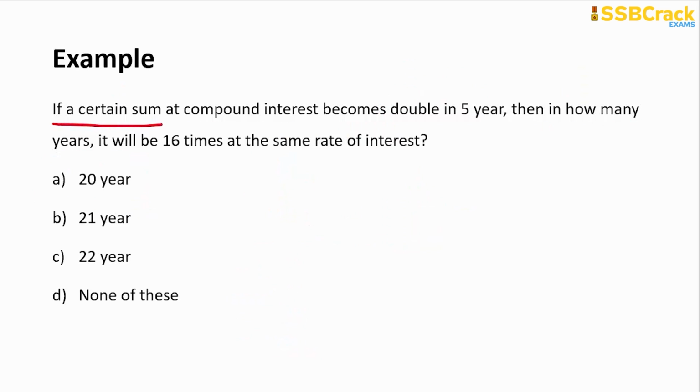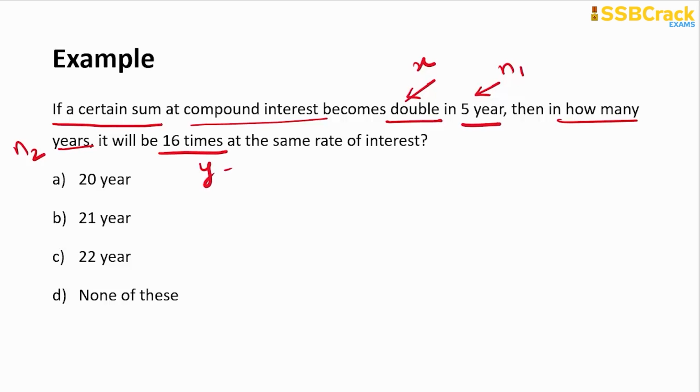If a certain sum at compound interest becomes double, this is the x times the initial P is becoming, in 5 years. So this is the first, n1 years. Then in how many years, means they ask you about n2, will it be 16 times, means y they have given to be 16, at the same rate of interest. Got the point? They ask for the same rate of interest, in how many years the initial certain sum becomes 16 times.